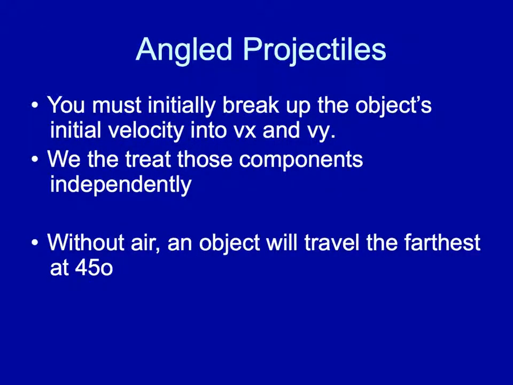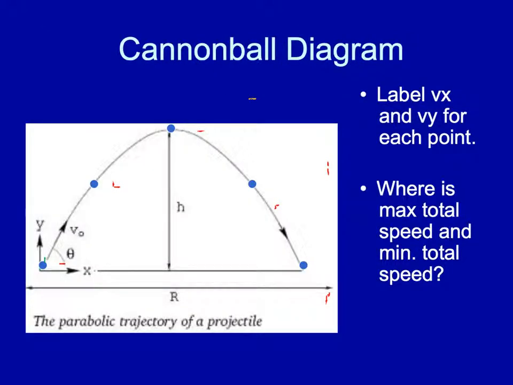Now, if you have an angled projectile, the first thing you're going to have to do is split it up into Vx and Vy. And we're going to treat those components independent of one another. And the key thing to understand, just to give you a reference point, without air, maximum angle is going to be 45 degrees. And we're going to test that in class to see what we get. So now, label Vx or Vy for each point. And then where's the maximum speed and where is the minimum speed? Okay, pause your video for just a second and see if you can do it.